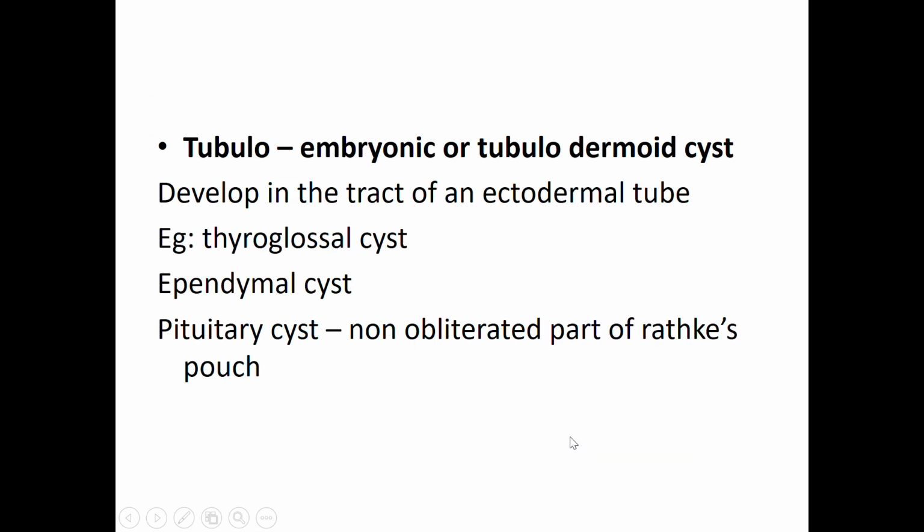Okay, so remember that this is formed in the tract of an ectodermal tube. Usually once the work of these ectodermal tubes is done, they obliterate, but sometimes they remain and they can form the cyst. So examples again, just revising: thyroglossal cyst, ependymal cyst, and pituitary cyst.